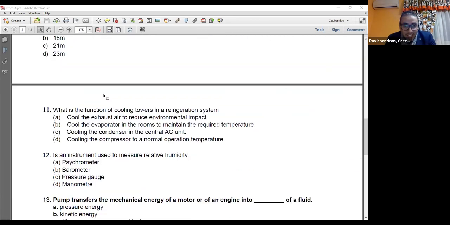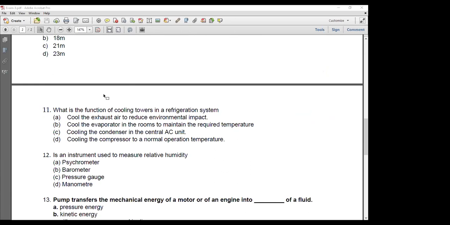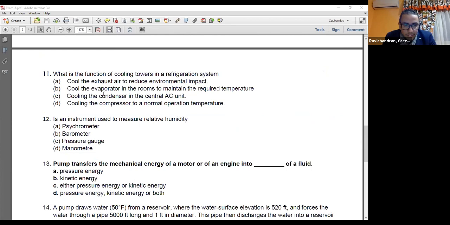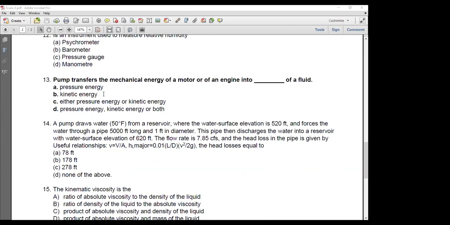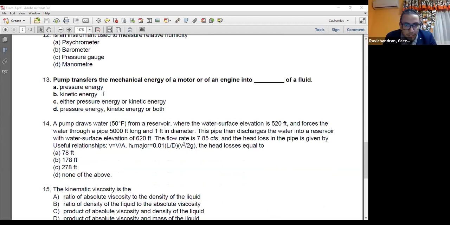11. D. B. Function of cooling tower in 11: the condenser. C. Yes. What is the answer of 11? C. 11C, correct. Condenser. 12. An instrument used to measure relative humidity: psychrometer. 12A. 13. D. 14. A.